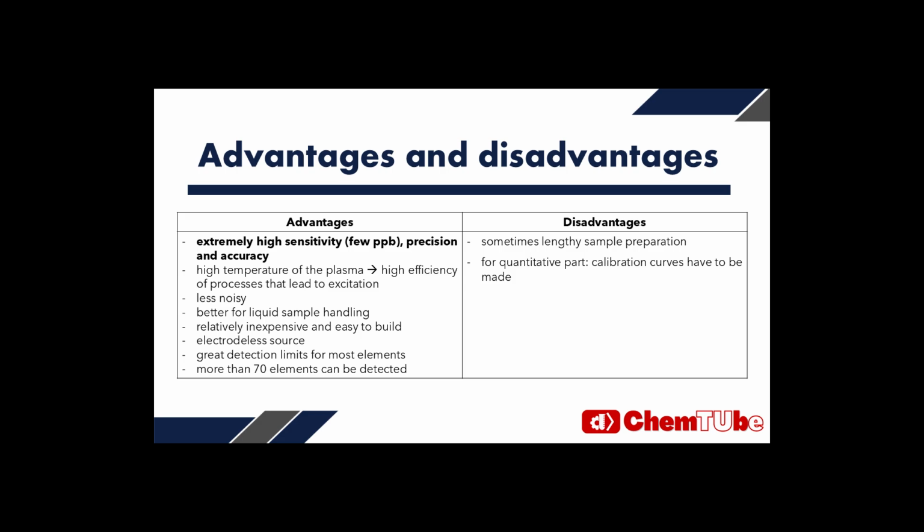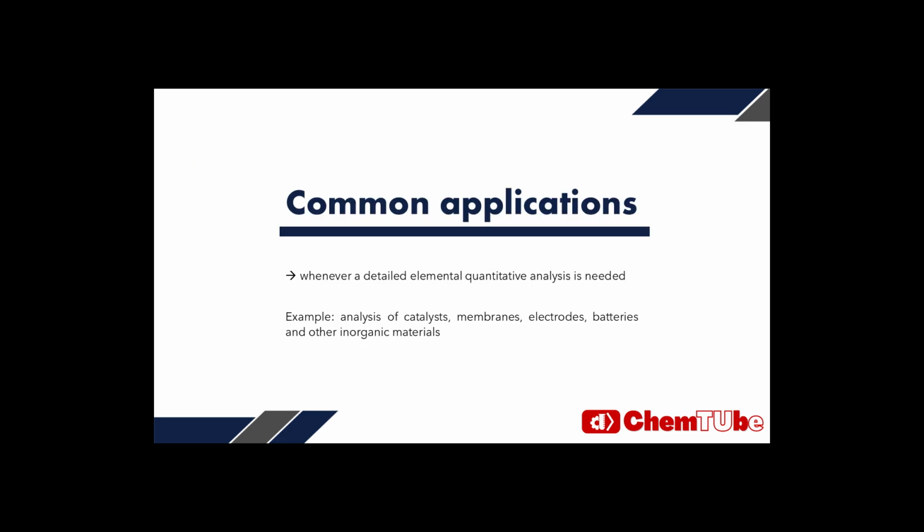One of the disadvantages of ICP would be the sometimes lengthy sample preparation, especially for solid samples. Moreover, to be able to fully benefit from the technique's quantitative part, calibration curves have to be made. This technique is used whenever a detailed elemental quantitative analysis is needed. Examples would include analysis of catalysts, membranes, electrodes, batteries, and other inorganic materials.